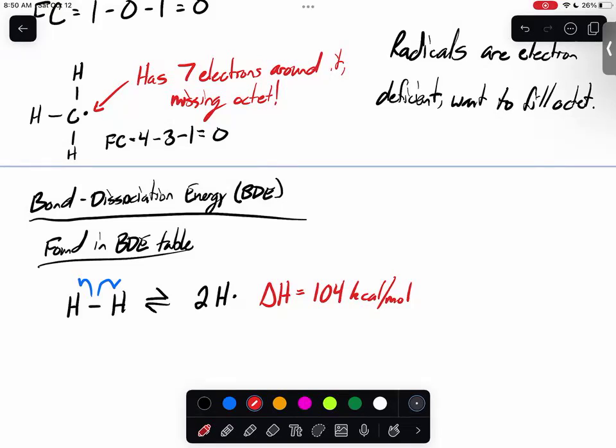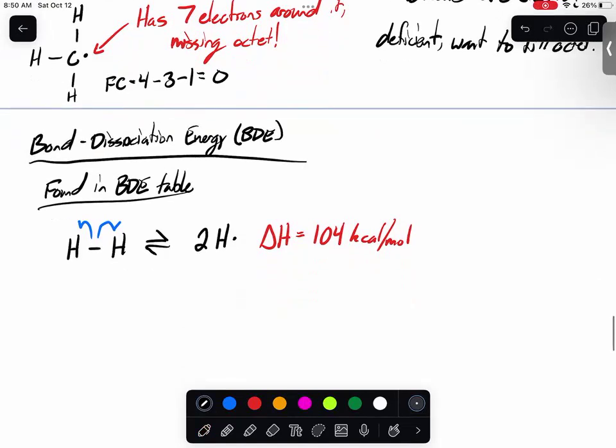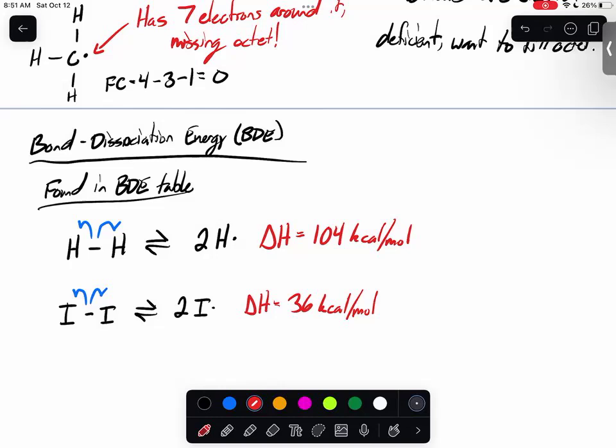There are a lot of bonds in there, so another type that we could look at is, let's say that we were looking at iodine in general. Let's say that this went through a homolytic bond cleavage. What we'd see is that you form two iodine radicals, and the delta H here is equal to 36 kcal per mole, right? And so notice that these BDEs can change drastically. All right. These are very different BDEs.